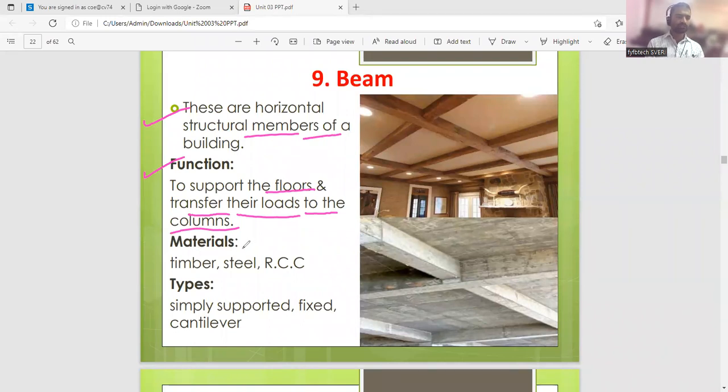Then materials. Timber, steel, RCC. In the steel structure, the beams are made up of purely steel only. In our regular construction, the beams are made up of RCC. Then types में क्या आ रहा था? Simply supported beam, fixed beam, cantilever beam, continuous beams. These are the types of beams. Completed?